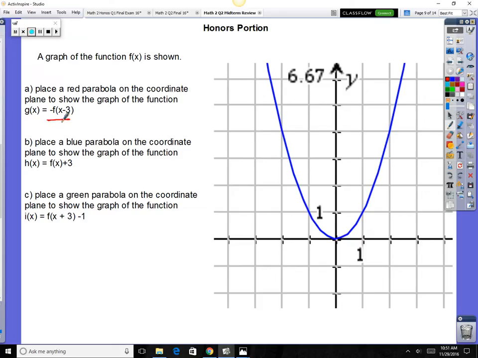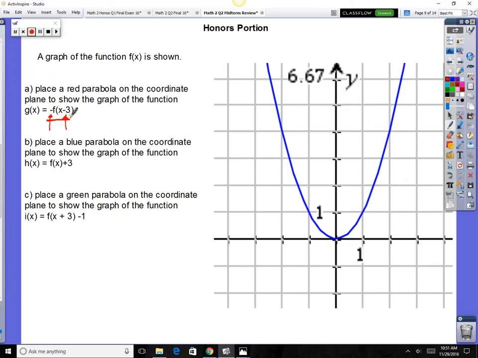It's going to take the original and do something in the parentheses. So that means it's going to slide it left and right. And it's going to do this: it's going to put a negative out in front. So if you have a negative out in front, that flips the orientation. So here's what we're going to do.